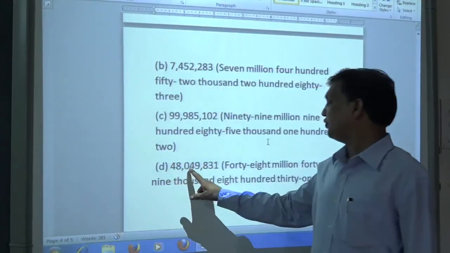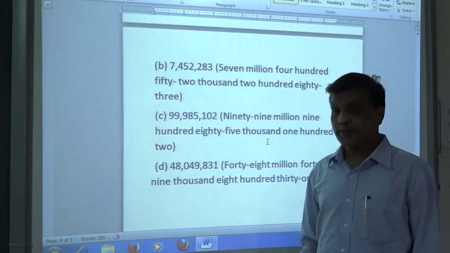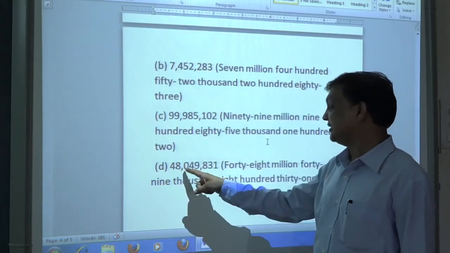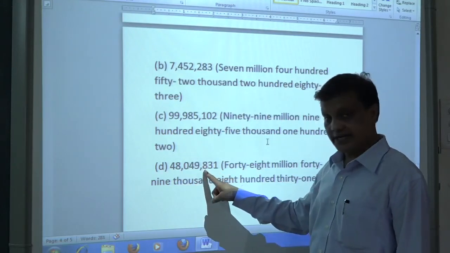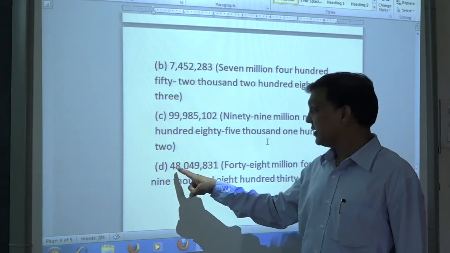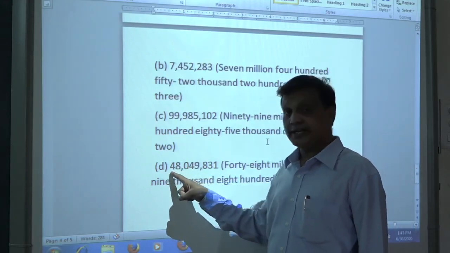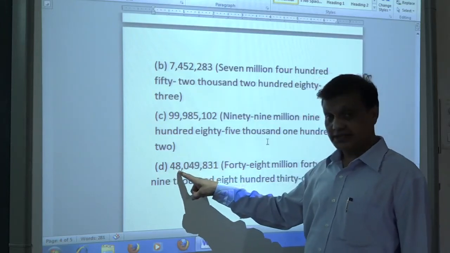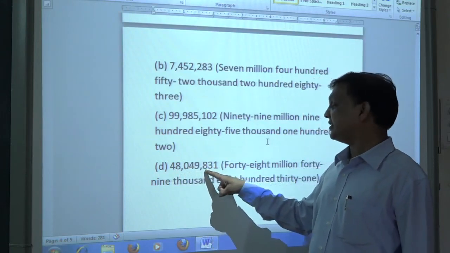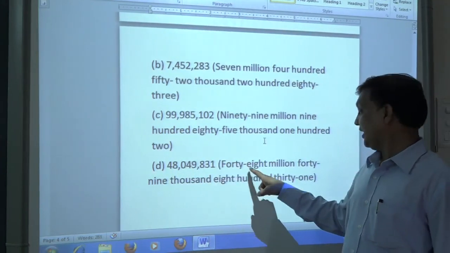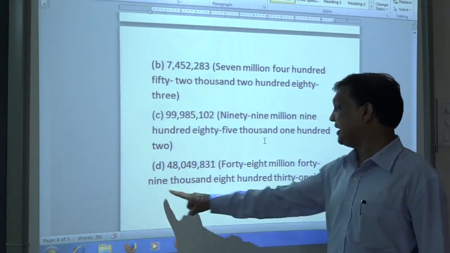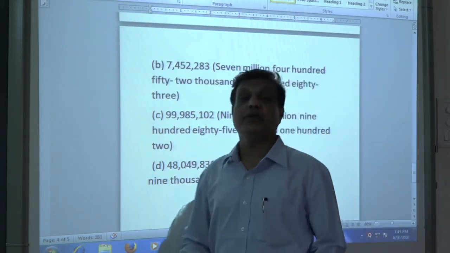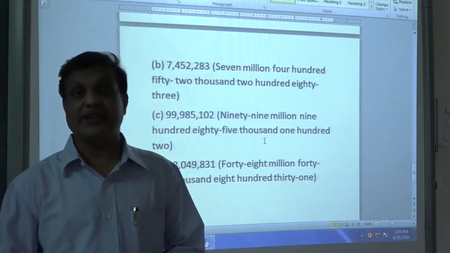Here the number is 48049831. Place the comma between the digits according to the international system, three digits each. Now ones, tens, hundreds, 1,000, 10,000, 100,000, million, 10 million. So these 48 are in 10 millions, 049 in 1,000, 831 is in hundreds. So 48 million, 49,831. So this was our exercise 1.1 of the first chapter, Playing with Numbers.